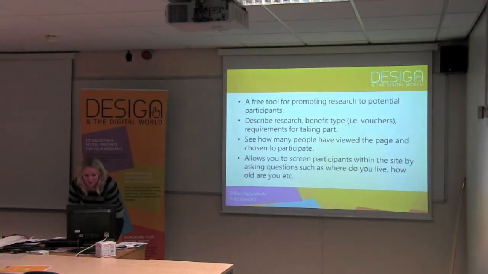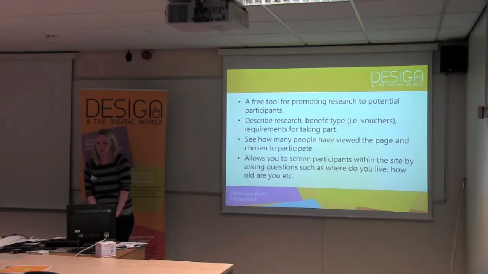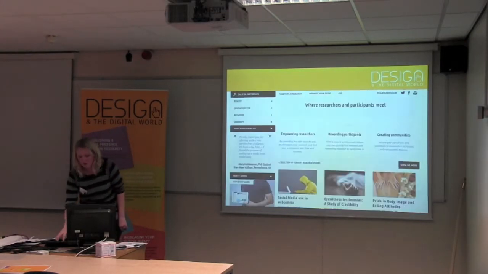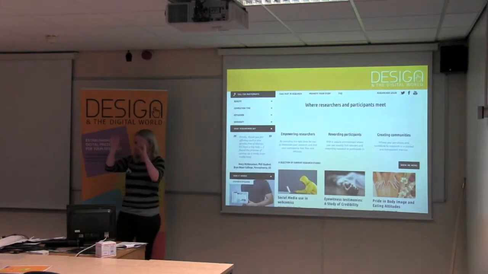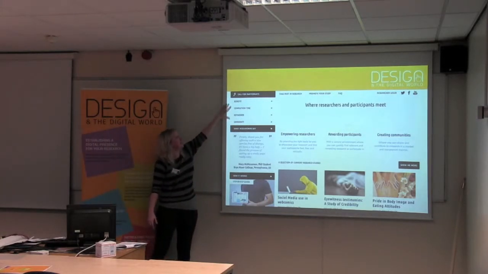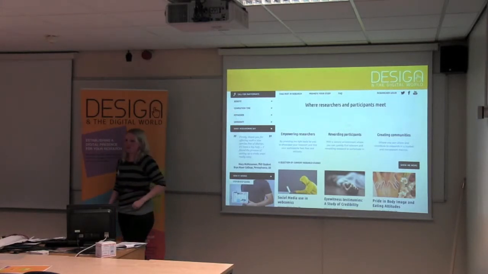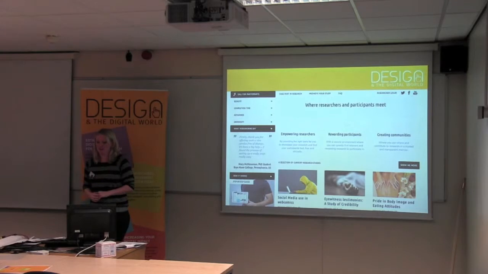So just to summarise, it's a free tool that anyone can use to promote their research to potential participants. You can quite easily describe the research, and when you view the page, you can see all the different types of research that are there, and for each one it shows you whether you get money or sincere gratitude or vouchers, and you can search by that. So if you're going on to try and get some money, you can just look for all the ones that say vouchers, or if it needs to be in a particular location, you can view that. So you get a lot less wasted time as a participant and also as a researcher.